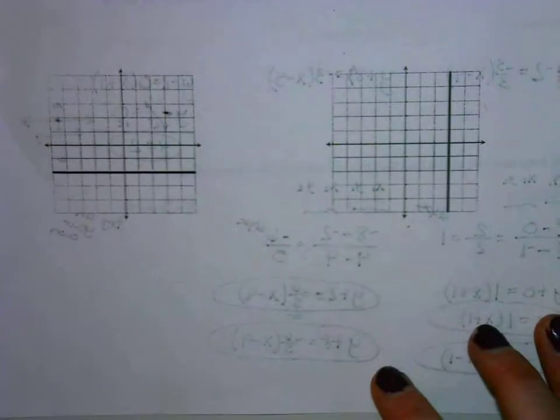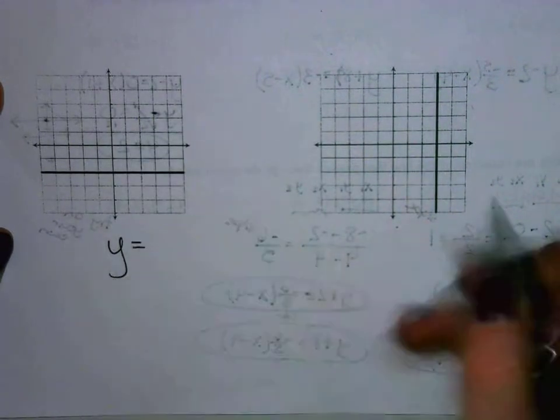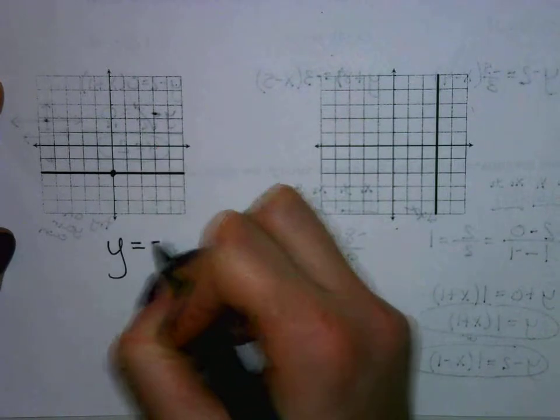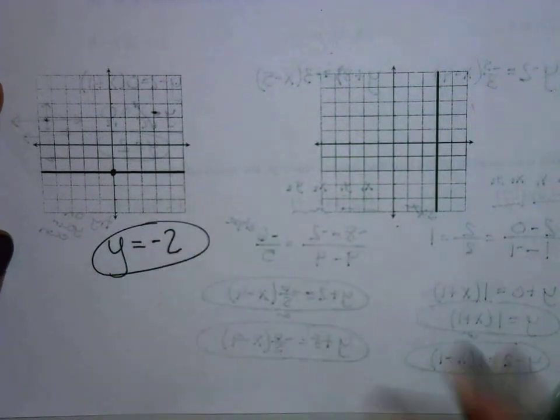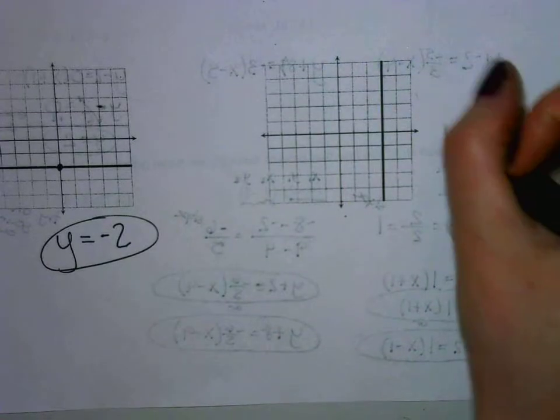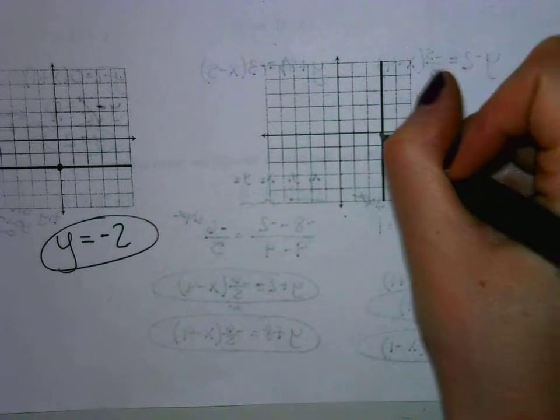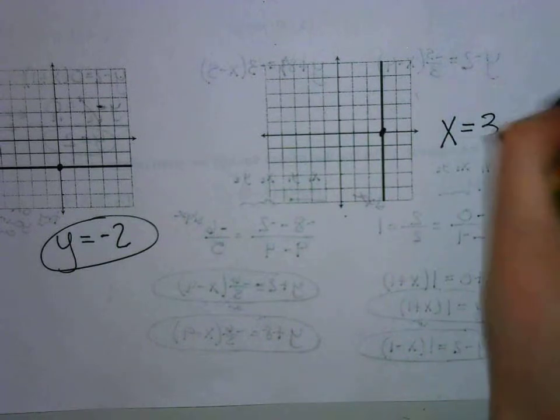Look at the last two. This one is a horizontal line, meaning it's crossing the y-axis, and it's at a negative 2. So y equals negative 2. Here we have a horizontal line. It's crossing the x-axis, and it's crossing it at 3.